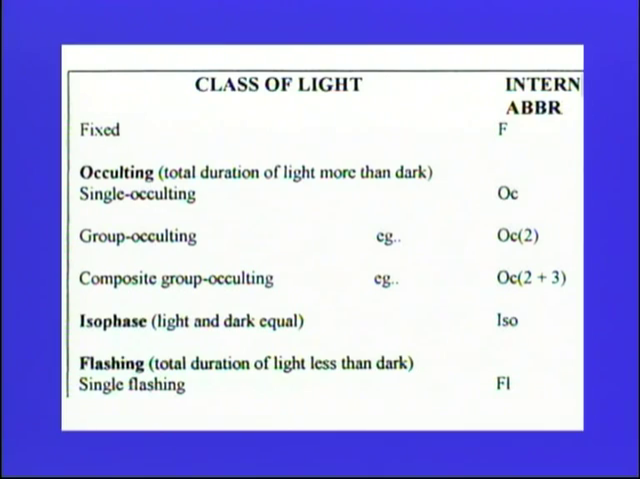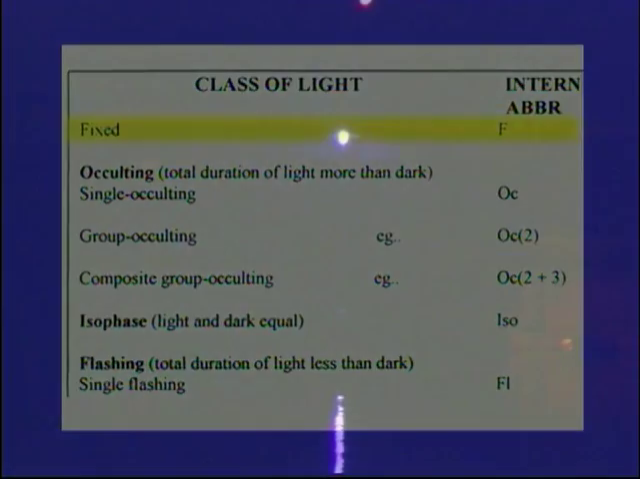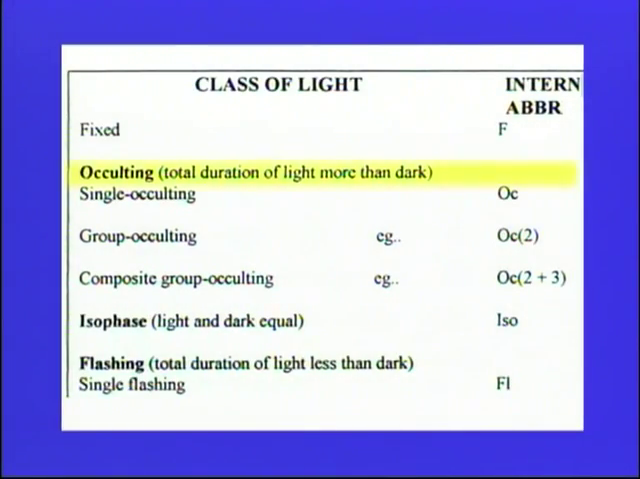We're looking at a couple here. You can see the top one is fixed. Now you'd typically expect to find a fixed light, for example, on a bridge lead light. The example you're seeing here is a fixed blue. You can see the one below it says occulting. Occulting, total duration of light, is more than dark. And you can see the abbreviation there is OC.